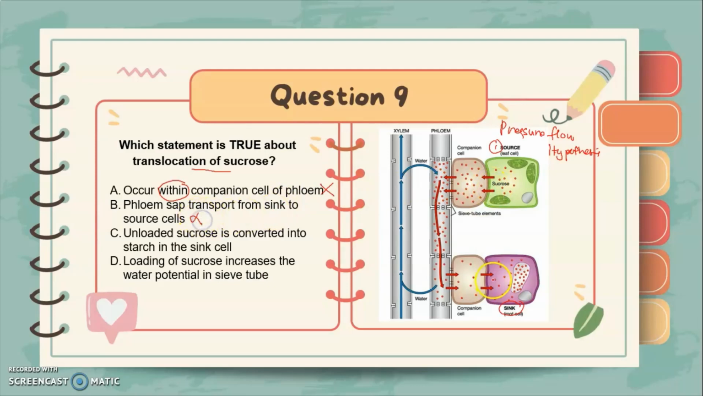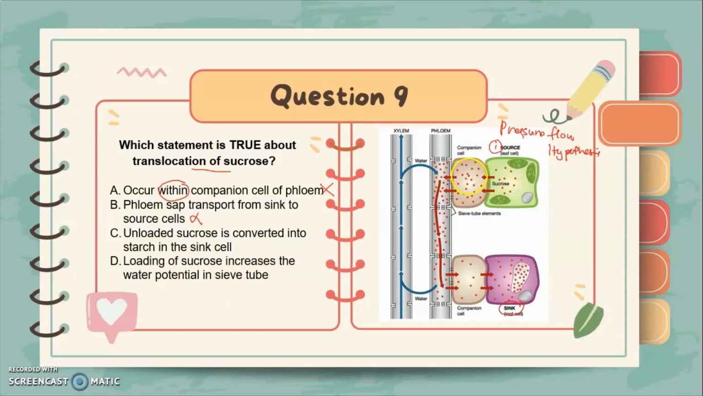So ini pun salah. Unloaded sucrose is converted into starch in the sink cell. Dia refer kepada unloaded sucrose yang akan will be transported to the sink cell. And will be converted into the starch. Tengok point nombor yang D ya. Loading of sucrose increases the water potential in the sieve tube.